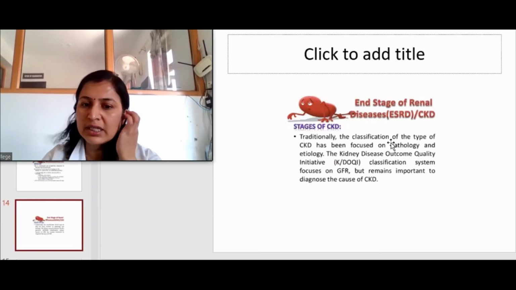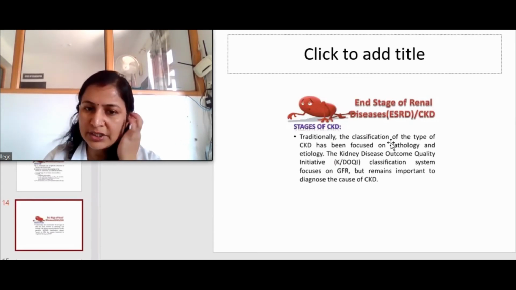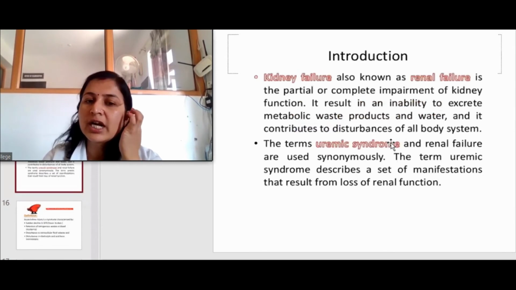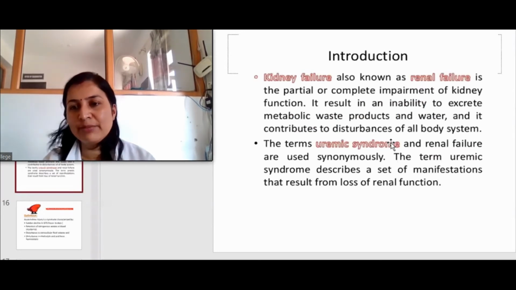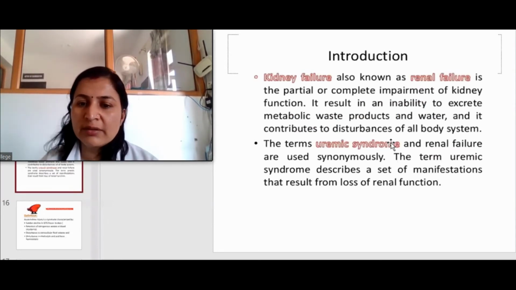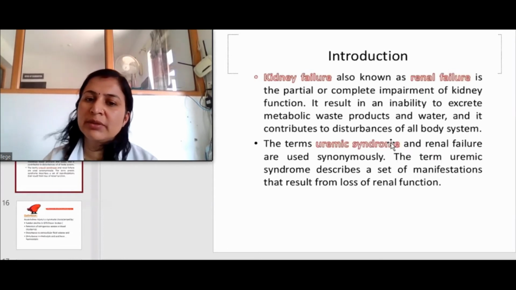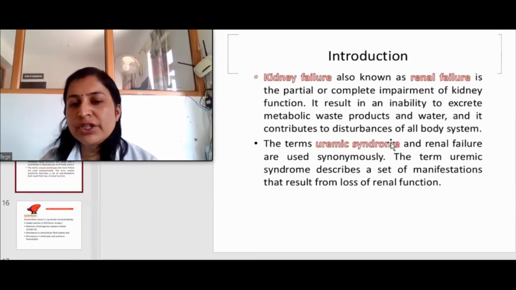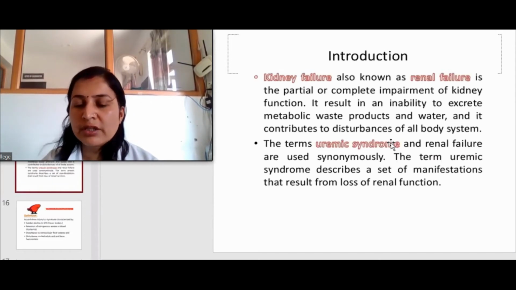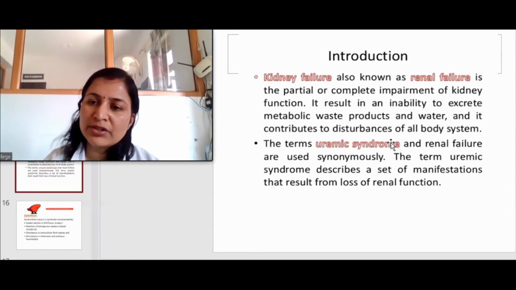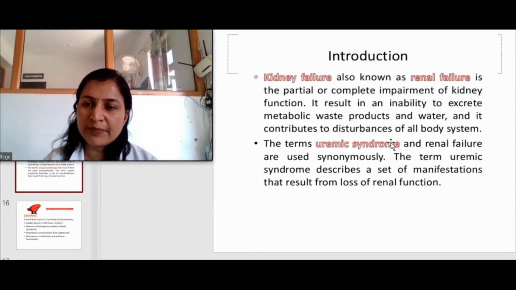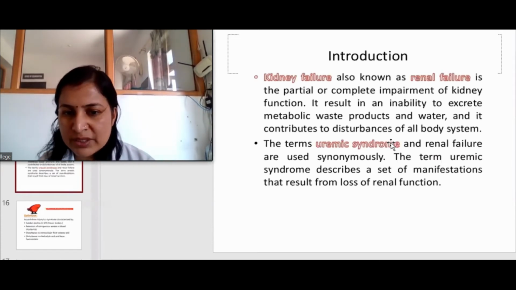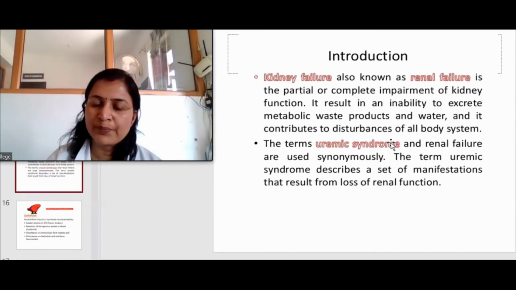Stages of CKD, their classification, as I said, follow the kidney foundation guidelines. So kidney failure and renal failure, these are all the same words. They are synonymous. In this condition, the kidney is not able to excrete the metabolic products and water. So there is oliguria and anuria and accumulation of those waste products. Because of accumulation, there will be azotemia. First, blood urea nitrogen will be accumulated, or serum creatinine will go higher. And if that is present with other complications, we say it is uremic syndrome.